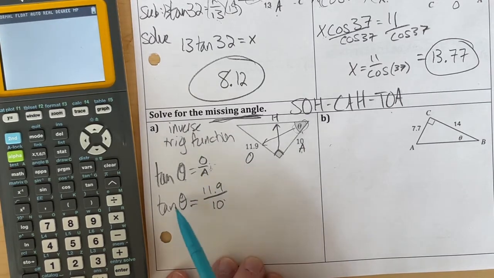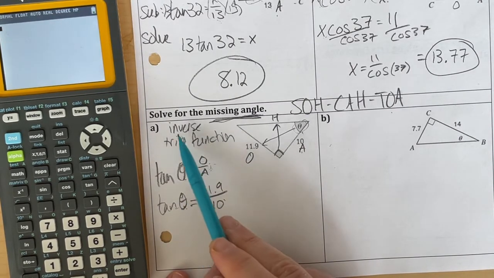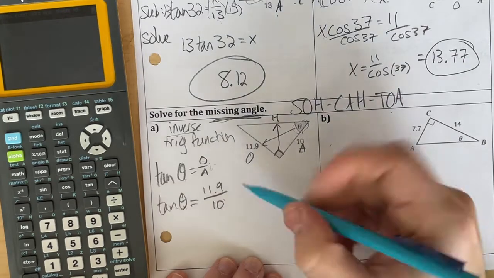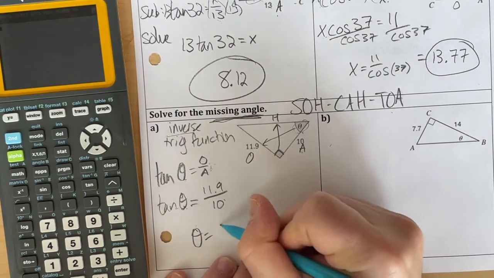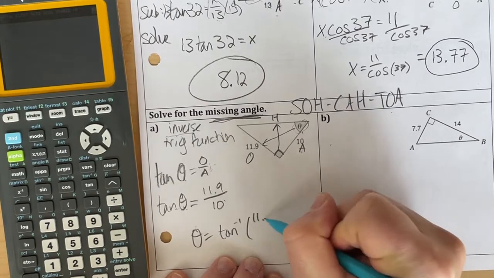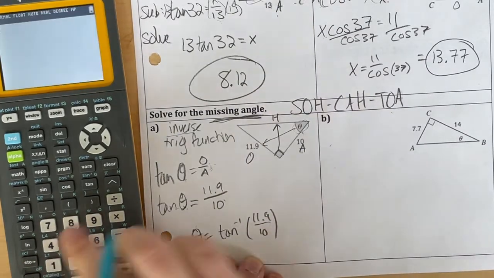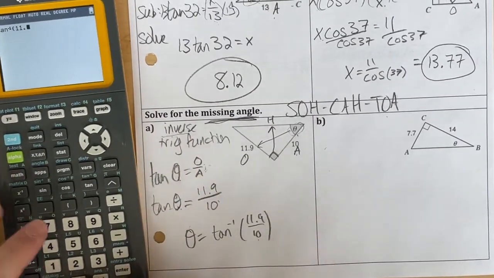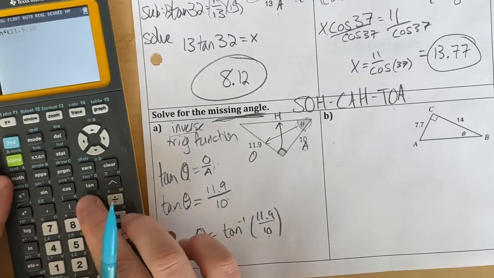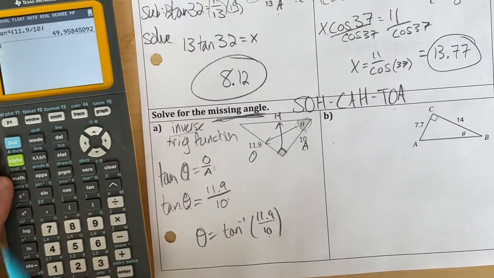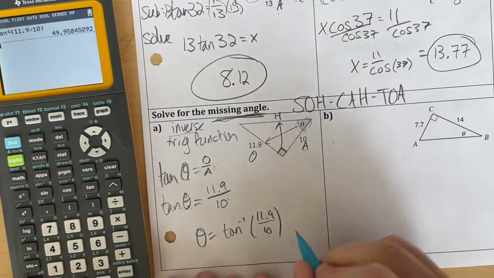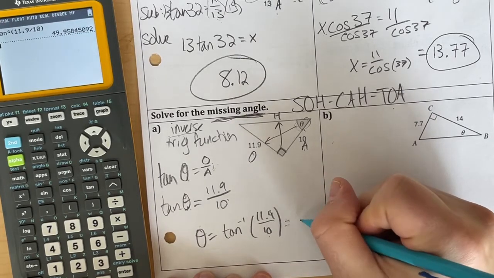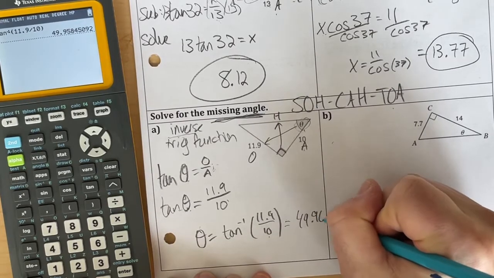Here's the key step. Since we're solving for the angle amount, that's when we have to use the inverse of tangent. So theta is equal to tangent to the -1 power of 11.9 divided by 10. In your calculator, I hit second tangent, still keep that same ratio, so I have 11.9 divided by 10. Hit enter, and now we have our amount in degrees. Let's still go out to that second decimal place, keep it simple. We have 49.96 degrees.